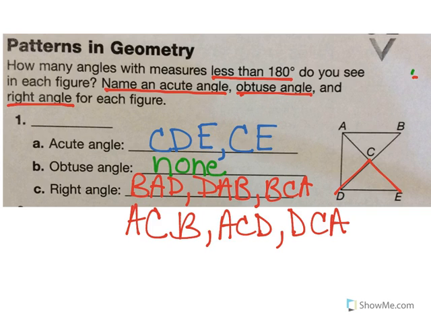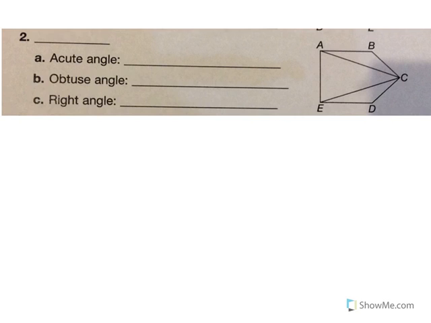Oh yeah. If you take a piece of paper, you can do the piece of paper test. I'll have to show you that. That one is ECD or DCE. I think that's it. All right, I'm going to give you a couple of minutes to try this one. How many acute angles, obtuse, and right angles can you find?